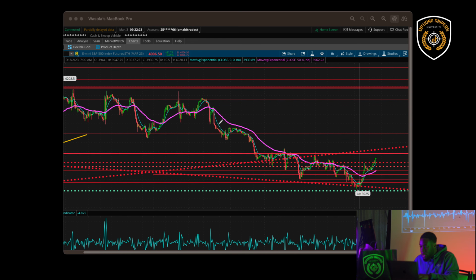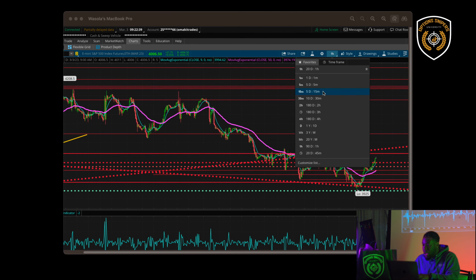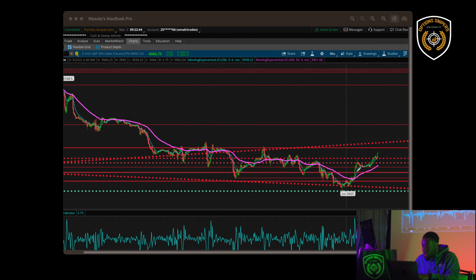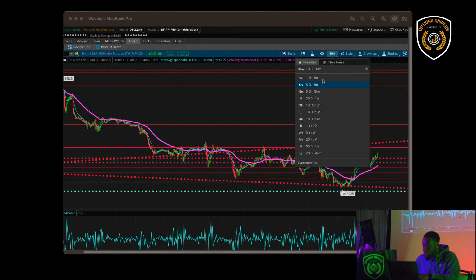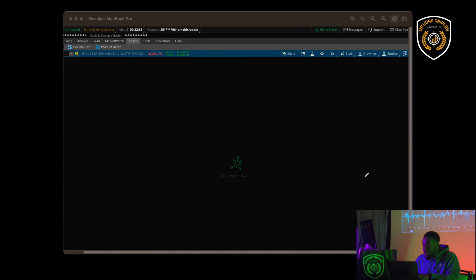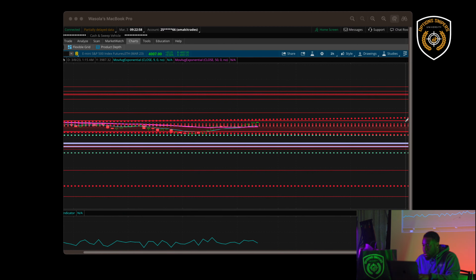So here's what's pivotal about today. Really yesterday, we were able to break above the 50 on multiple larger time frames. If we look at the 15, we're above it on the 15. We're above it on the 30-minute. You see me changing the time frame, right? We're above it on the 1 hour. We're above it on the 2 hour.